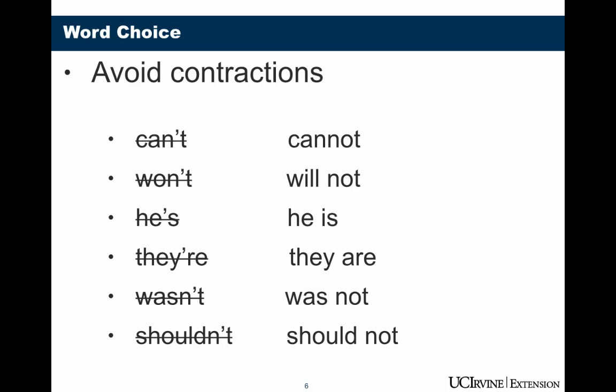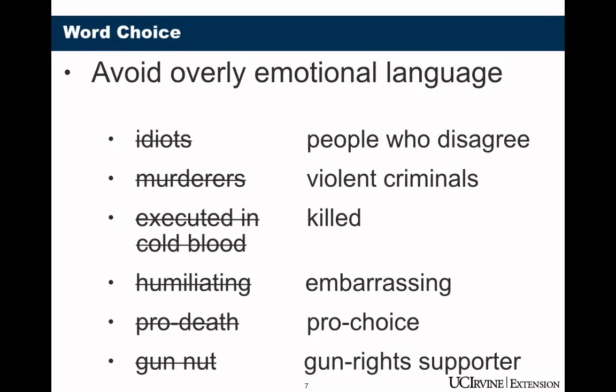Contractions are also informal, so you should not use them in your academic writing. On the left here are some examples of contractions: can't, won't, he's. Instead of using the contraction, write out the full form, which you can see here on the right. Again, these are just some examples, and there are other contractions that you should also avoid using. This is how you can make sure to use academic tone.